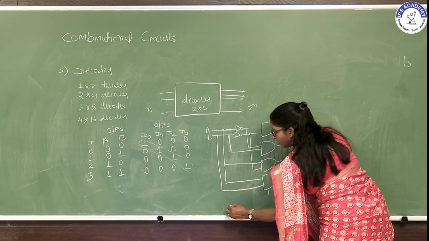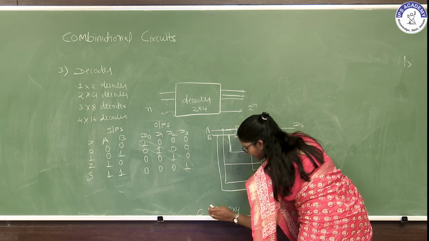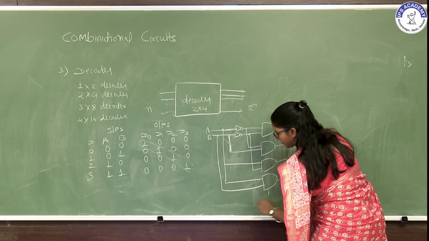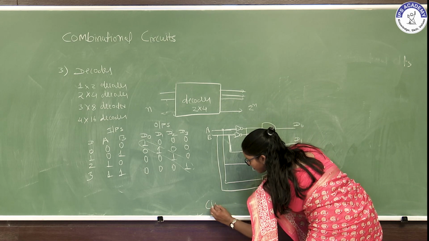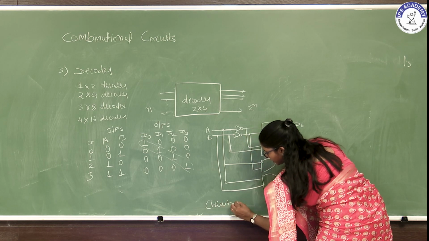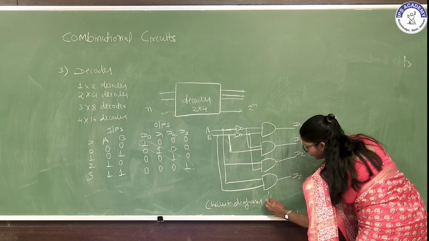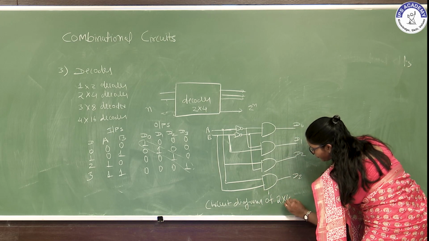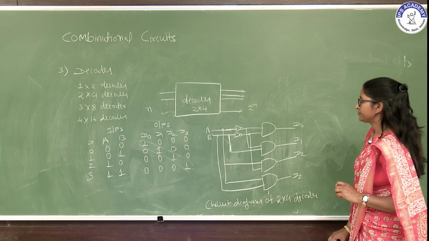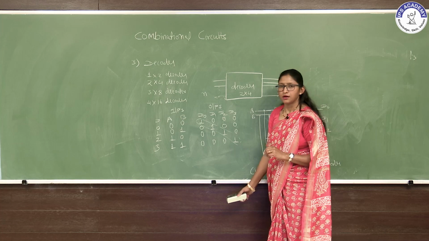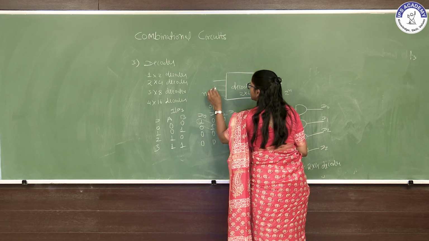So this is the circuit diagram of the 2 to 4 decoder. I hope this is understood by you, right? So this is the 2 to 4 decoder.